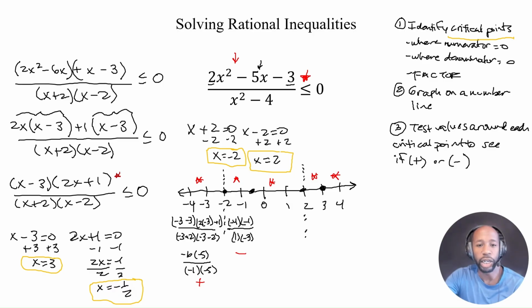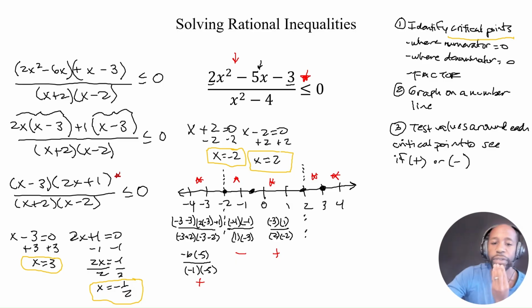All right. On the right side of -1/2, let's pick 0. 0 is an easy value. So 0 minus 3 is -3. 2 times 0 plus 1 is just 1. 0 plus 2 is 2. 0 minus 2 is -2. So you have two negatives, which cancel out. That represents a positive region, so this region will not satisfy the inequality.